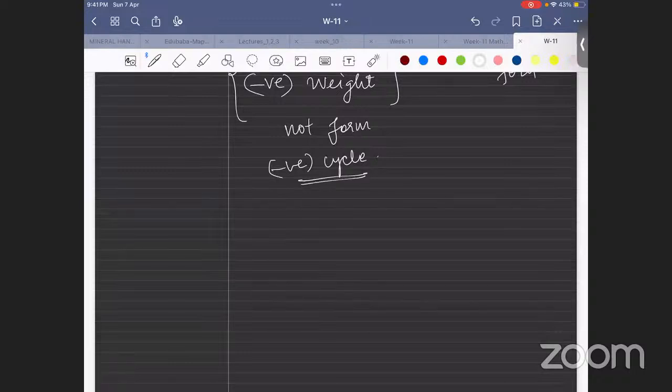If you have a graph A, B, C, with edges from A to B and B to C, let's say this is 20 and this is 10.